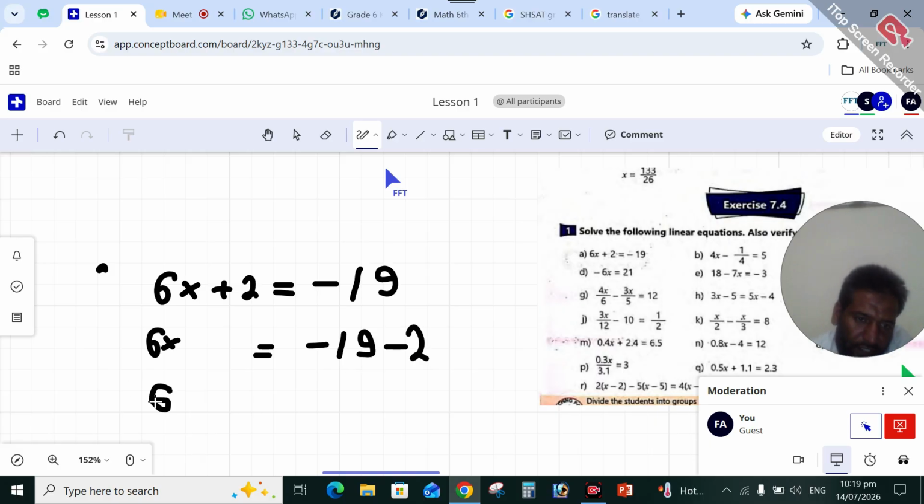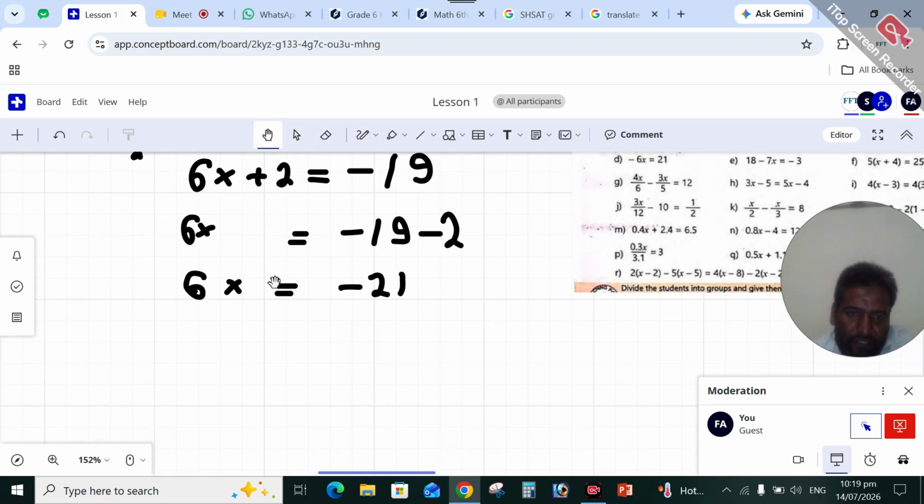Okay, here 6x is equal to negative 19 and negative 2 is equal to negative 21, right? Because negative and negative would be positive. Is it clear or not?